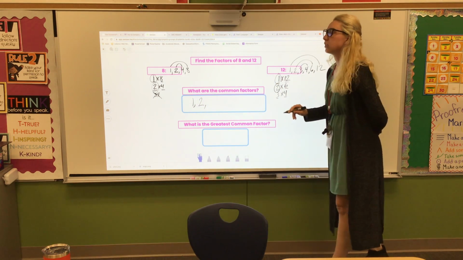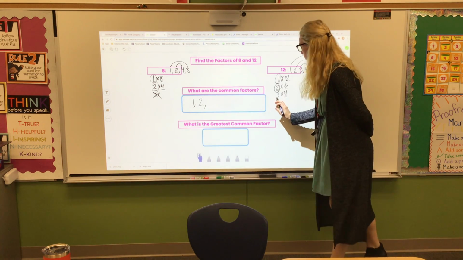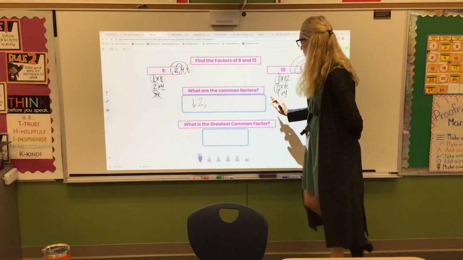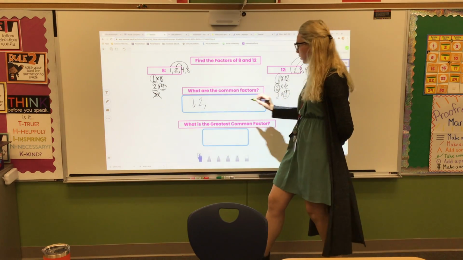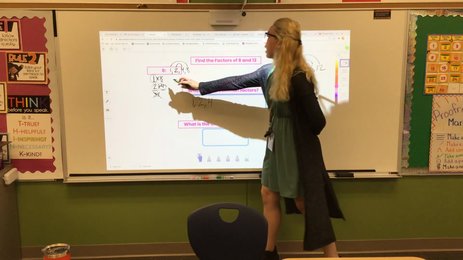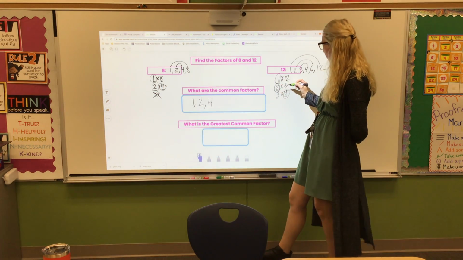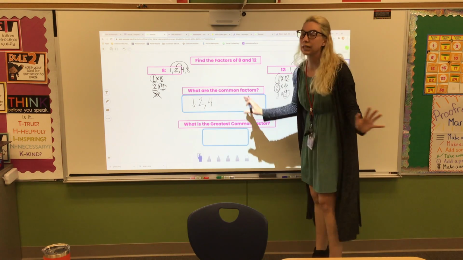Any other numbers do you see that are the same? We don't have a 3 on that side. I have a 4 here. Oh, and a 4 here. There's a 4. There's a 4, so we write our 4 down. And this one has an 8 left. Nope, I have 6 and 12. So no more common factors. That's okay. We had 3 common factors here.